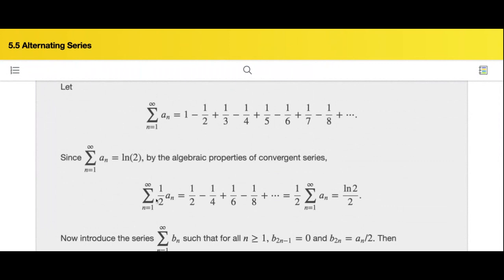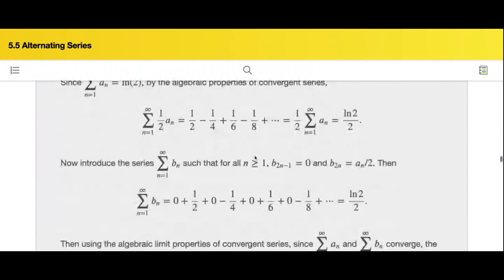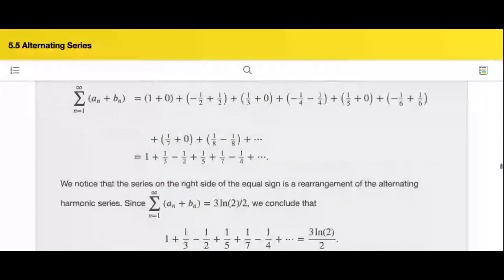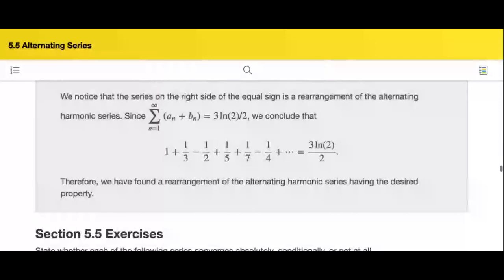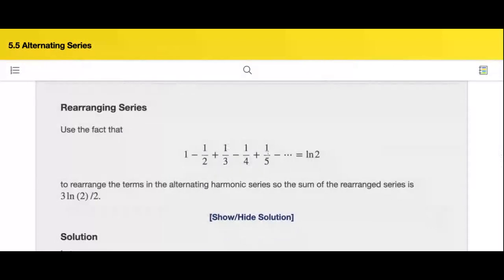Oh, okay, so this is using ln 2, so we get ln 2 divided by 2. We want to use the alternating harmonic series equals ln 2 to rearrange the terms in the alternating harmonic series. So the sum of the rearranged series is 3 ln 2 over 2. Okay, I don't care. All right, so that's the alternating series test.